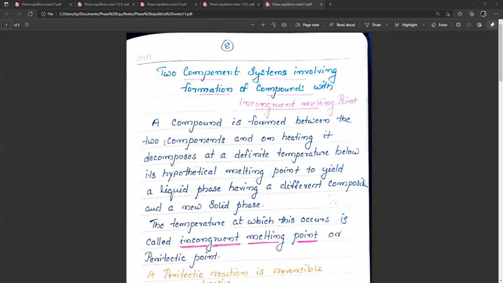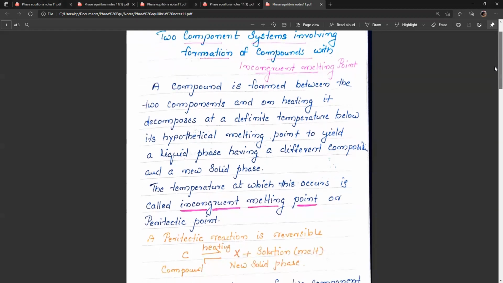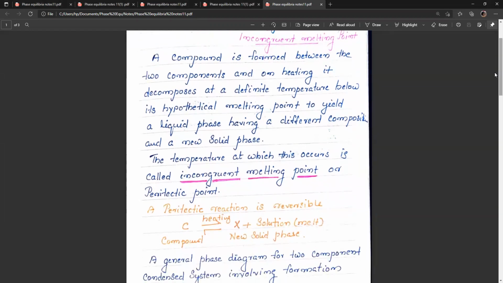So a compound is formed between two components, and on heating it will decompose at a definite temperature well below its hypothetical melting point to yield a liquid phase having a different composition and a new solid phase. The temperature at which this occurs is called the incongruent melting point or the peritectic point. Compound C on heating gives a compound X, which is a new solid phase, and the solution melt.